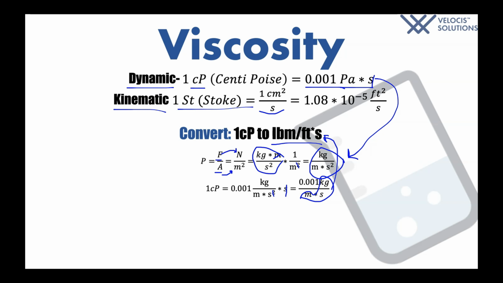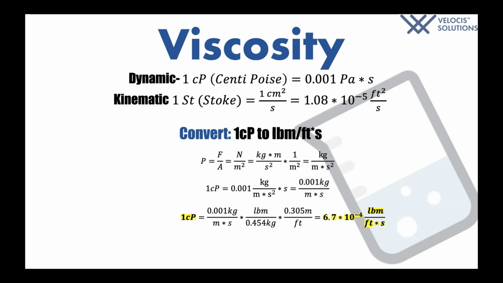Finally, we can carry out the conversion. Firstly, we will convert kilogram to pound by dividing 0.001 by 0.454 kilogram, and cancel out kilograms. Then, I am going to convert meter to feet by multiplying the number by 0.305. As a result, we get 6.7 multiplied by 10 to the power of minus 4 pound divided by feet multiplied by second.